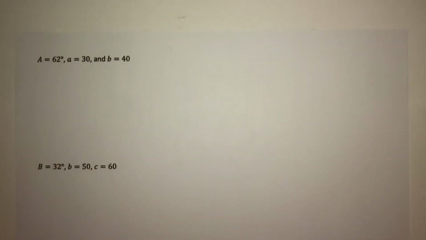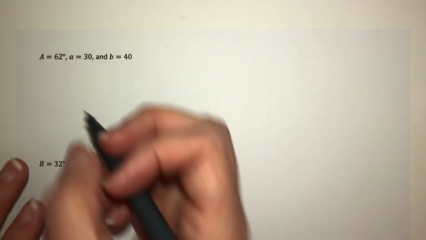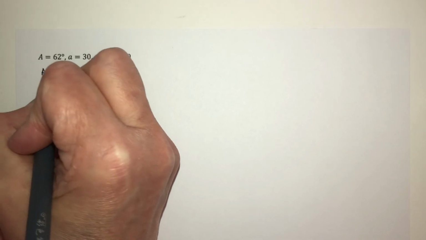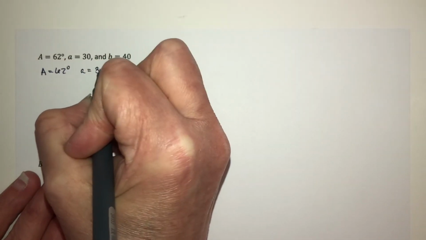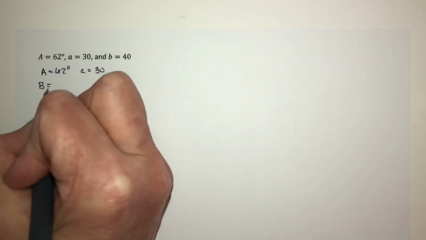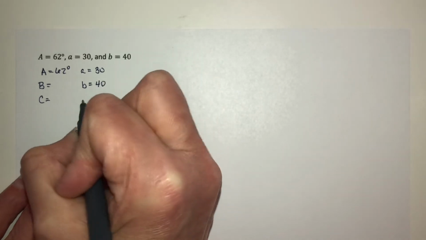So now let's do a triangle where angle A is 62 degrees, side A is 30, and side B is 40. So my A value is 62. I do not know angle B. I do not know angle C. Side B is 40, and I don't know side C.